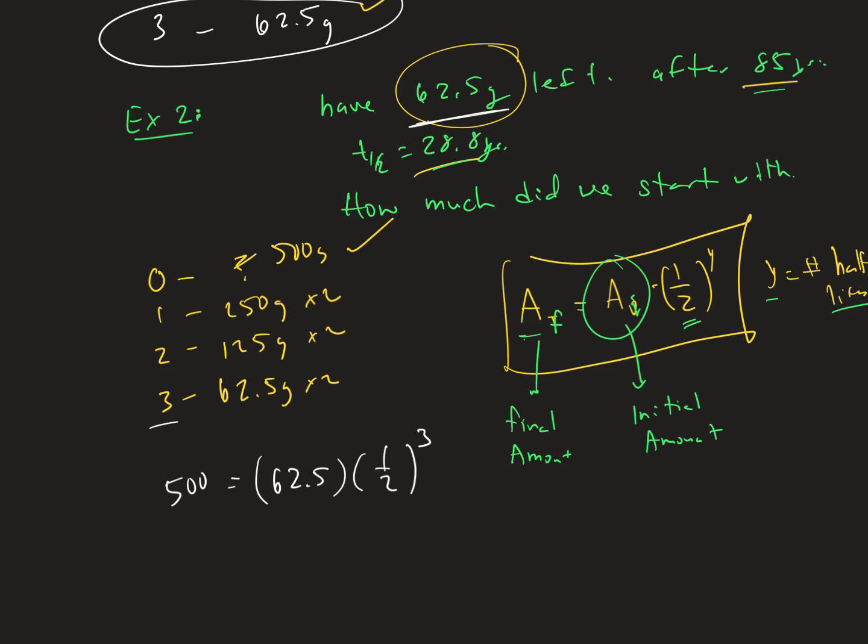This is multiplied by 1/2, raised to the 3rd power. The formula is the starting amount times 1/2 to the power of y, where y is the number of half-lives. So if you want a formula, there it is.